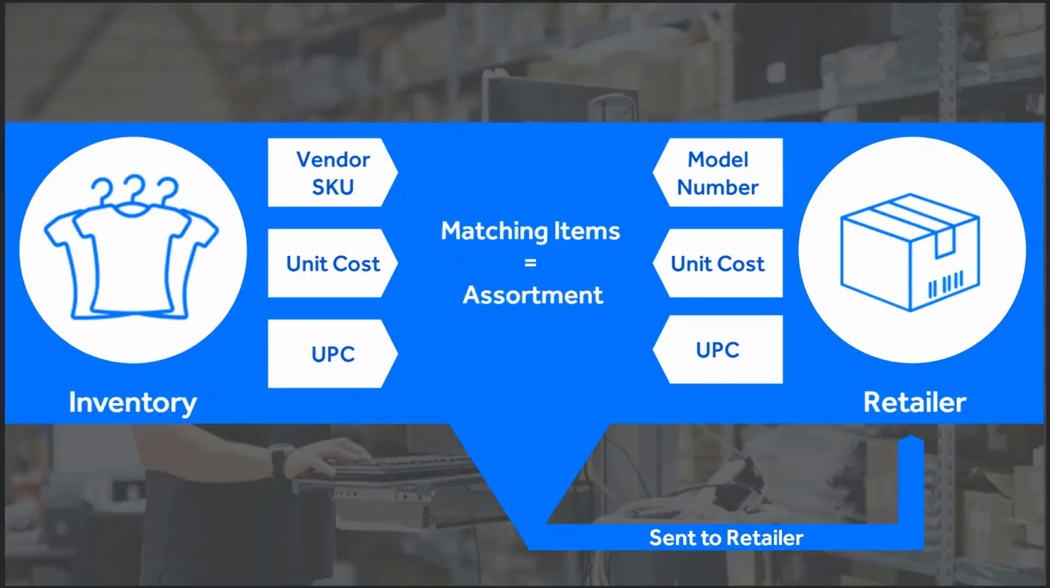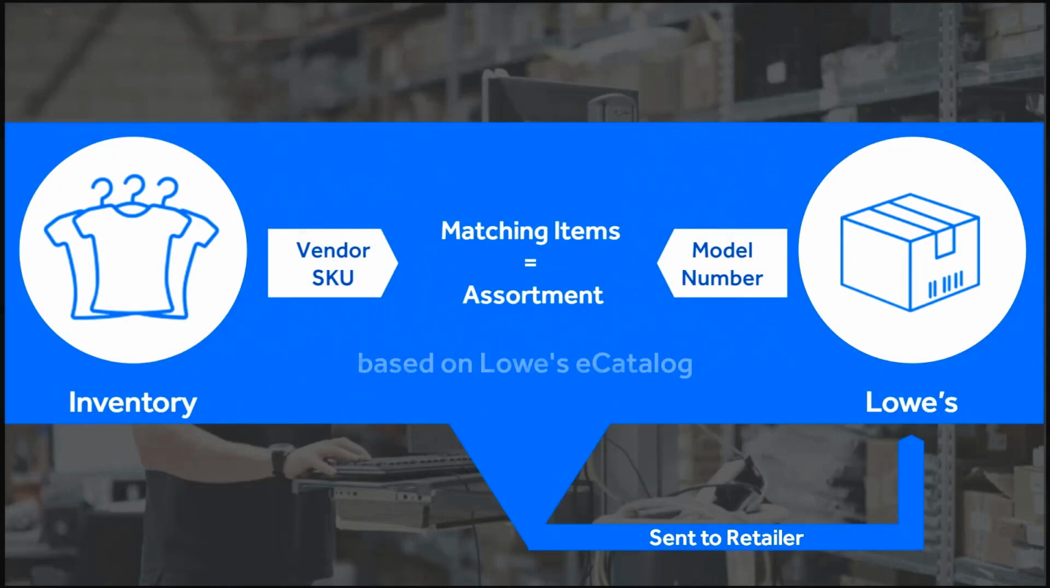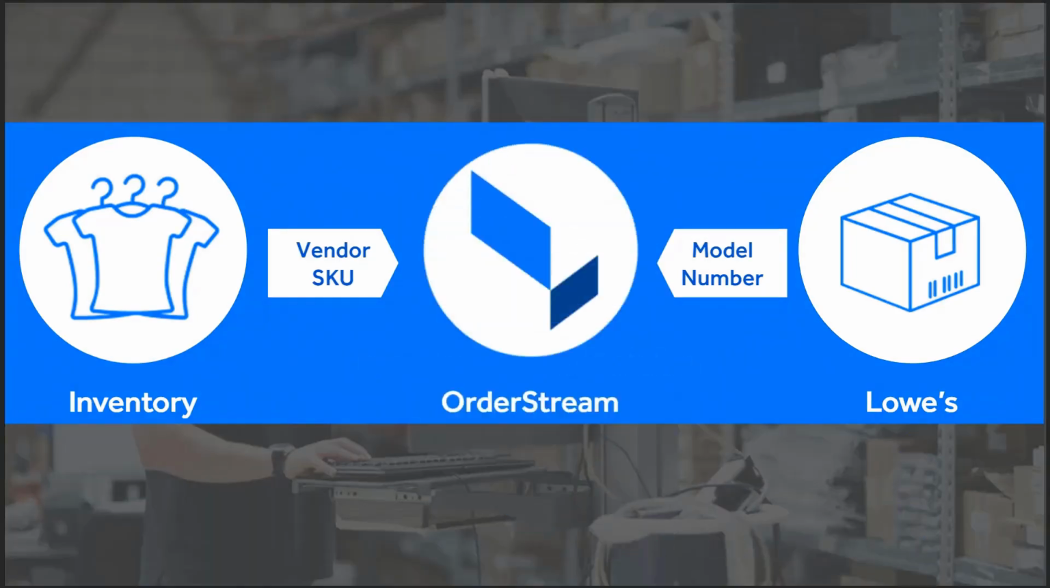So how does this work with Lowe's? Lowe's only wants to see inventory in which your vendor SKU in OrderStream matches their model number, and it must match what is in the Lowe's e-catalog exactly, including any hyphens, spaces, and case usage. If your vendor SKU does not match Lowe's model number, your item will still be visible in OrderStream, but it will not be transmitted in the inventory file to Lowe's, or be included in the assortment.